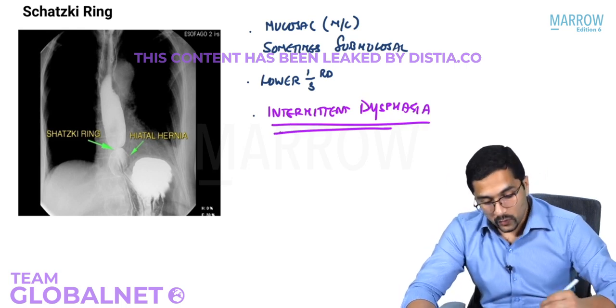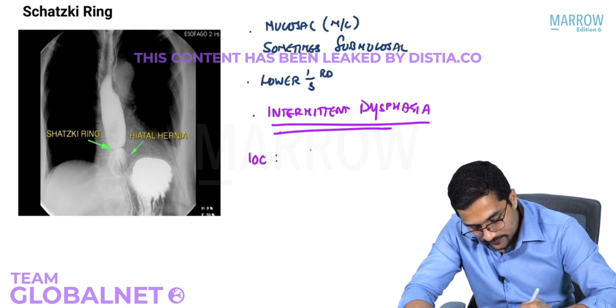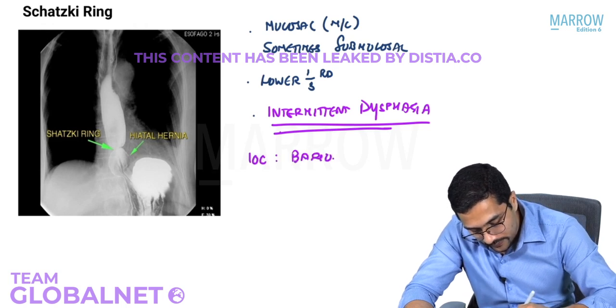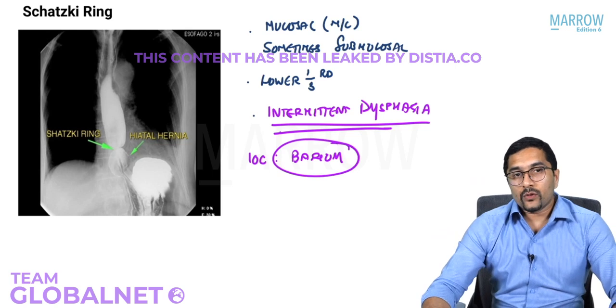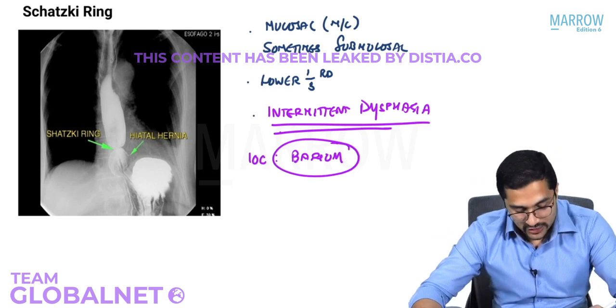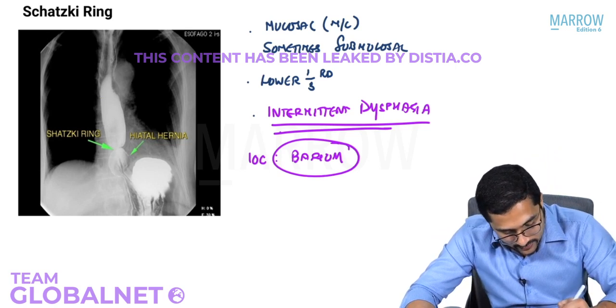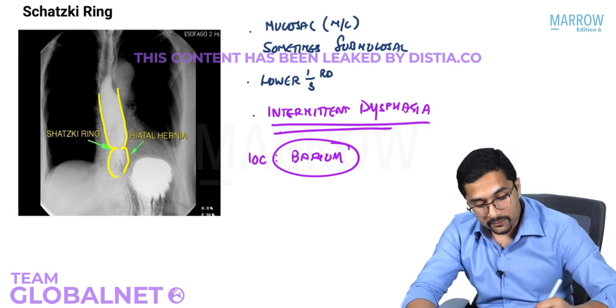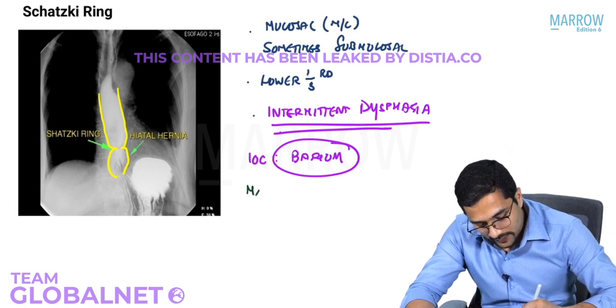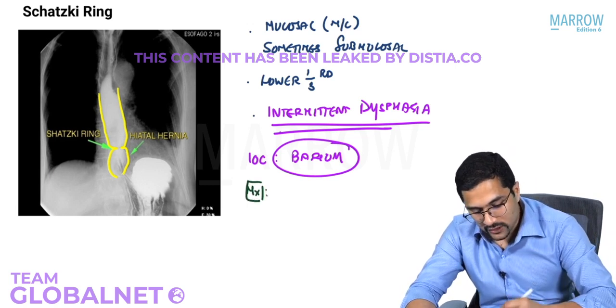And how do we get to know? The investigation of choice is a barium. So barium is what we do, and that is how we get to know about this Schatzki's ring. So you can see here that this is the Schatzki's ring which is developed, which we can see on a barium. The management of these patients, how do we manage these patients?